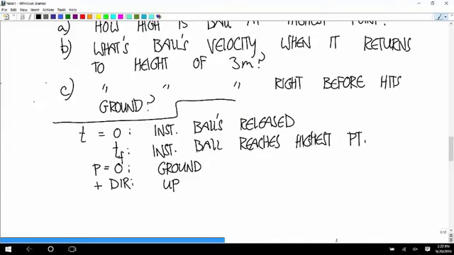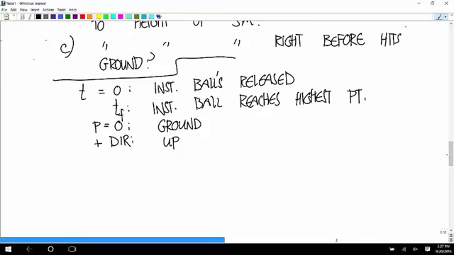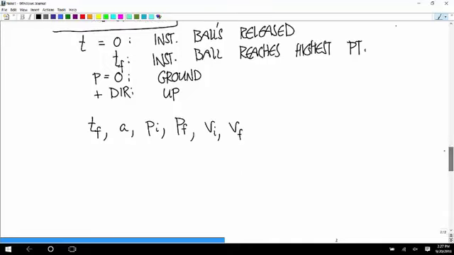We should probably do a problem eventually where we make different choices of all these things and see how it all works. You'll get the same thing. So now we have to choose out of our variables, time final, acceleration, P initial, P final, V initial, and V final. We have to figure out what we know and what we want.